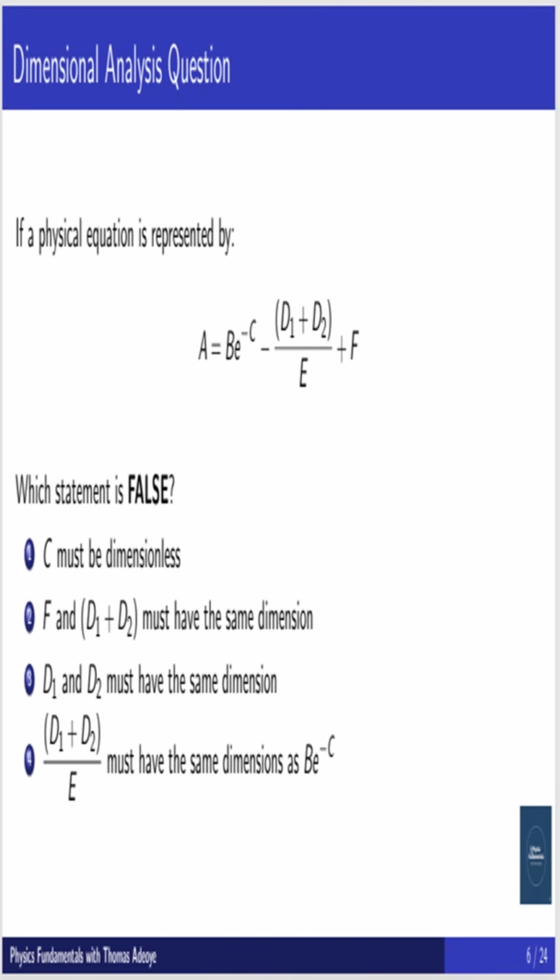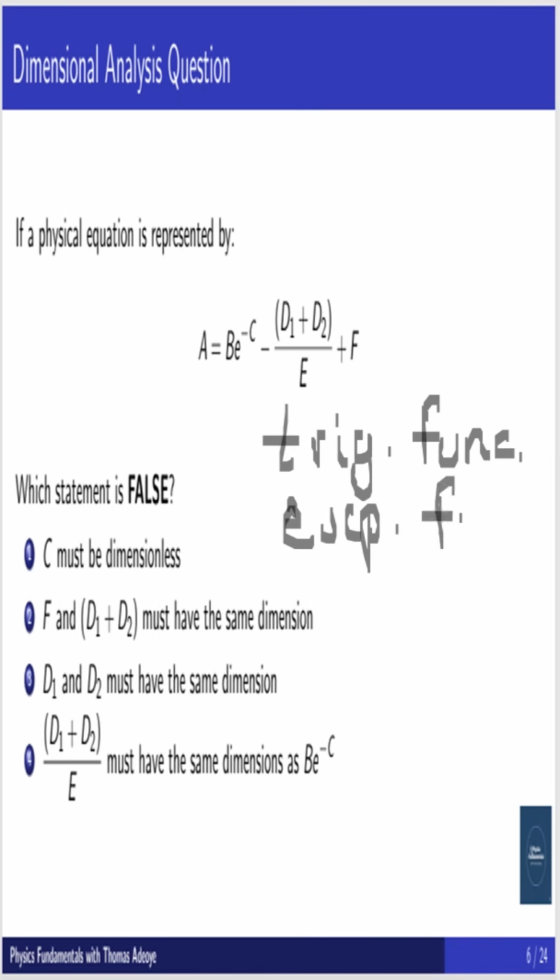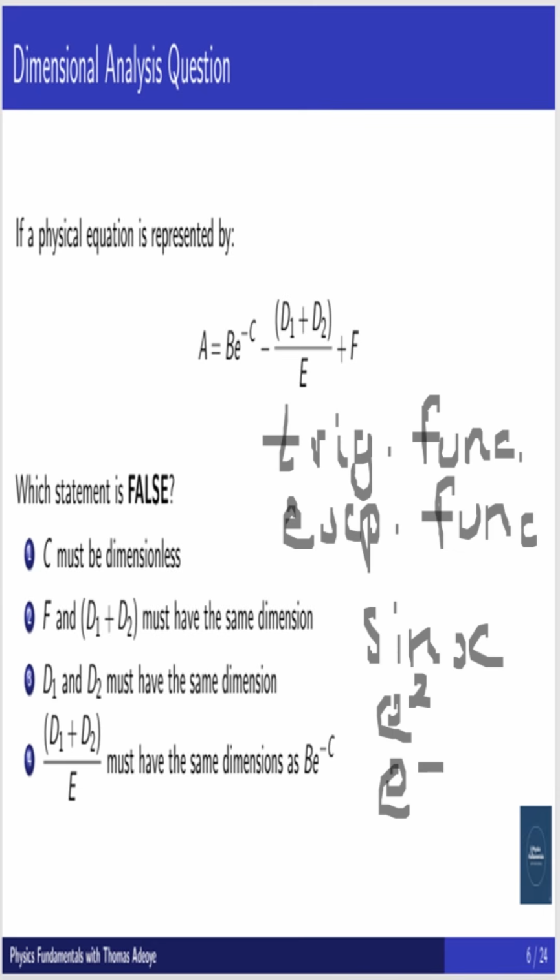Okay. Now there is something I want us to know. In dimensions, trigonometric functions and exponential functions are dimensionless. And what do I mean by trig function? Sine of anything, sine x, sine 30, sine minus 50, sine pi over 2, all of them are dimensionless. Exponential functions like exponential 2, or exponential minus x, must also be dimensionless. Because exponential functions are dimensionless, the argument of an exponential function is also dimensionless. What do I mean by that?